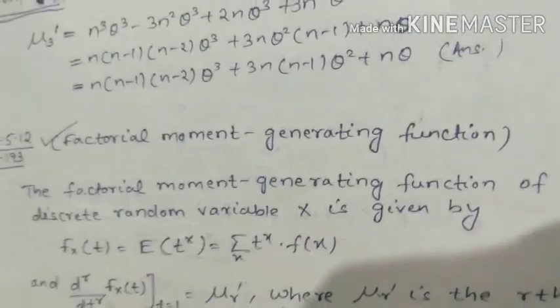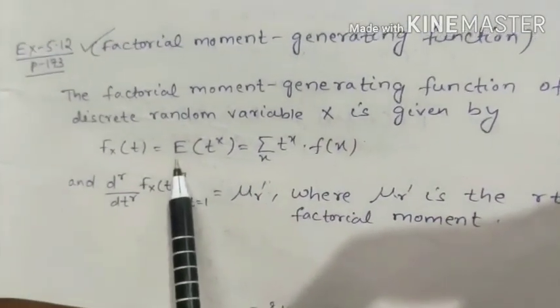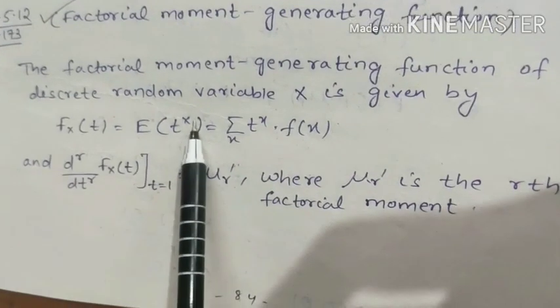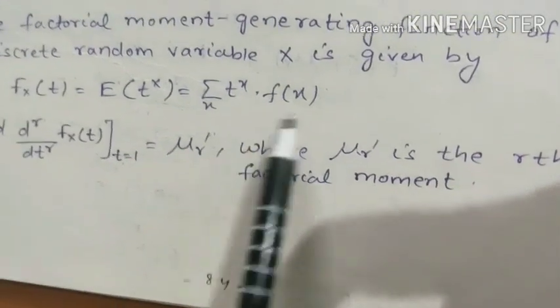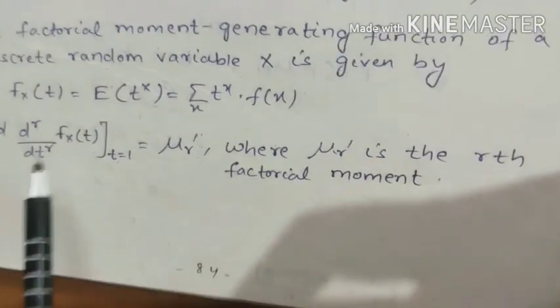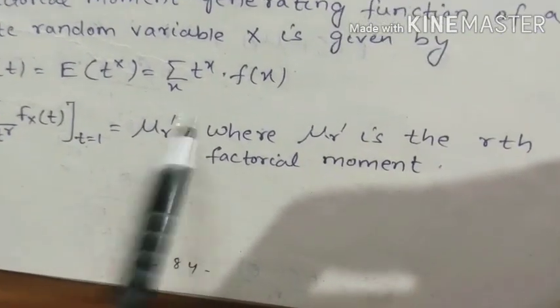Factorial moment function: exponential expectation of t to the power x, summation t to the power x into f of x. And you know that the rth derivative of M x of t is equal to mu r dash.